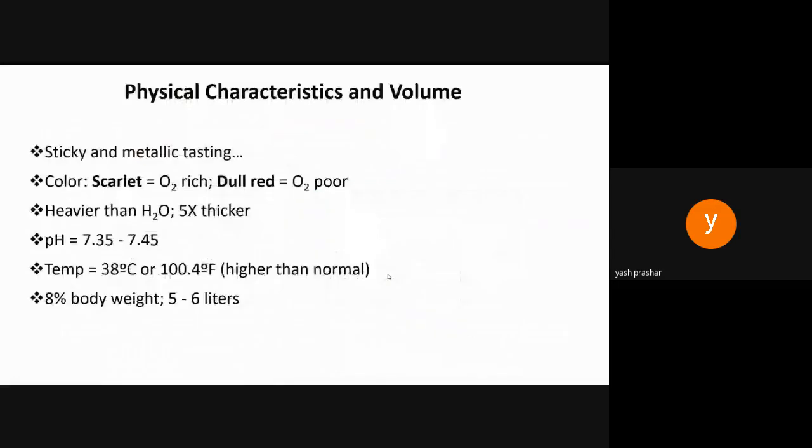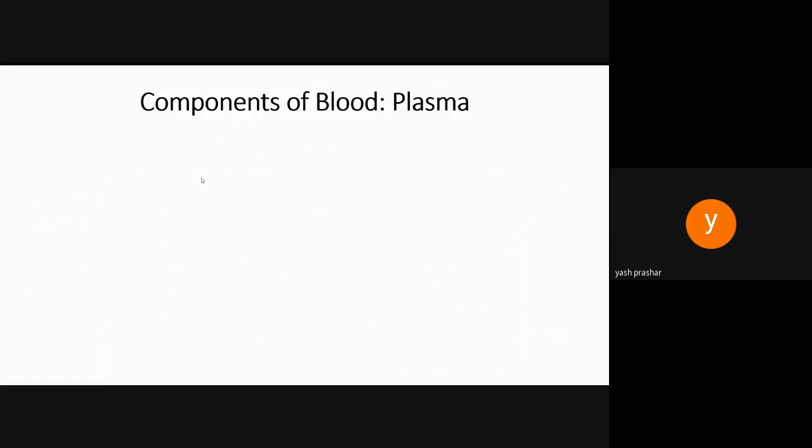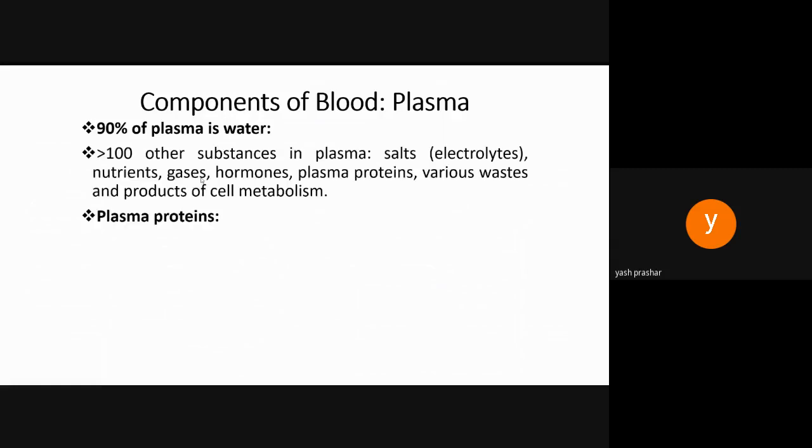If you look at the physical characteristics and volume, blood has a sticky, metallic taste. It is heavier than water. The pH is 7.35 to 7.45, and it is 8% of the body weight. Now we'll see the components of blood.